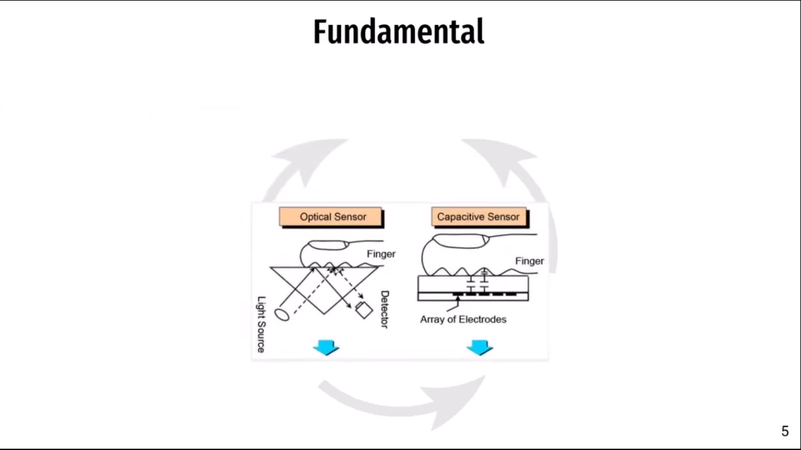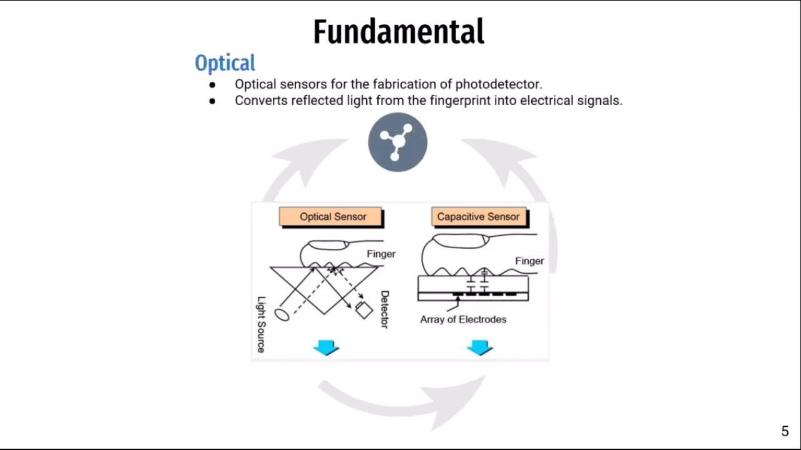For the fundamentals, I will introduce optical and capacitive sensors first, because both of these are 2-dimensional sensors. The optical sensor is very direct: it uses a light source reflected from our finger to the detectors. Optical sensors are usually fabricated from photodetectors, which collect the reflected light, and then we get the optical sensor image.